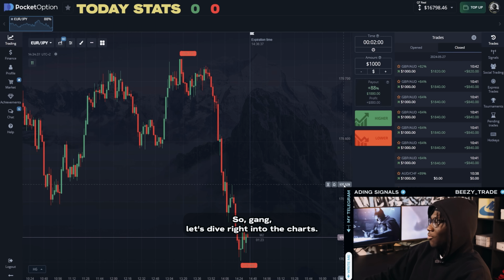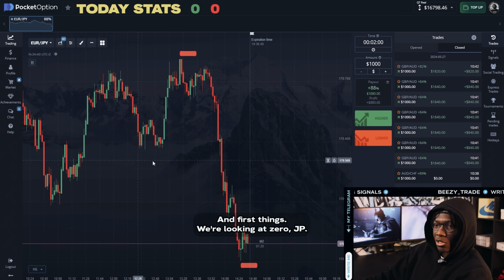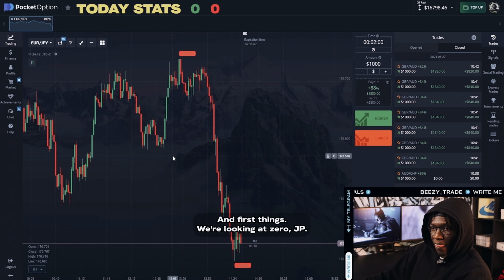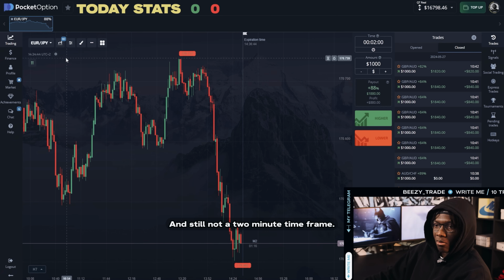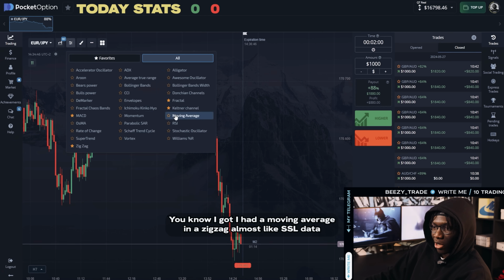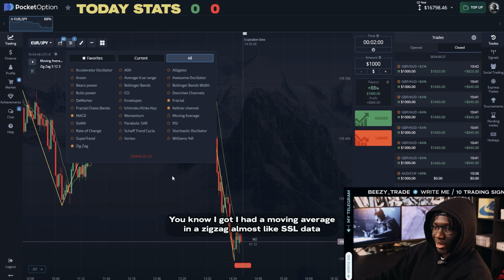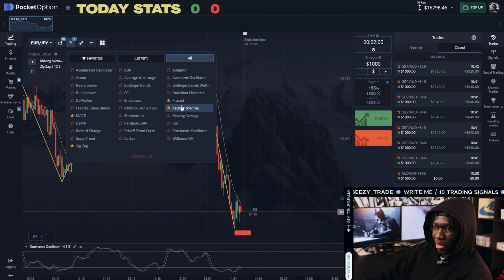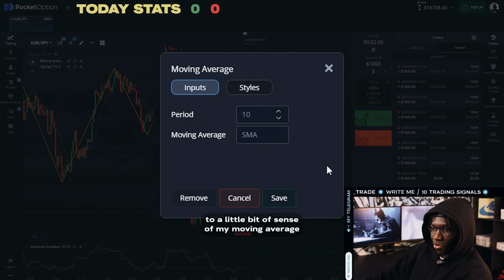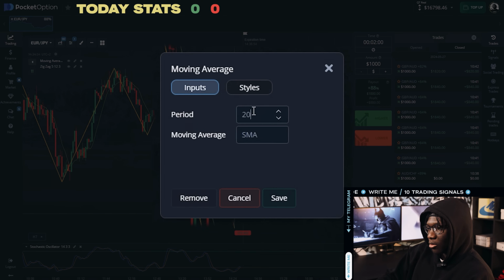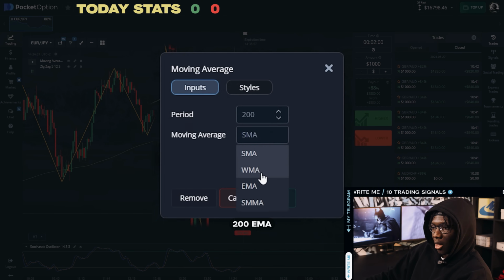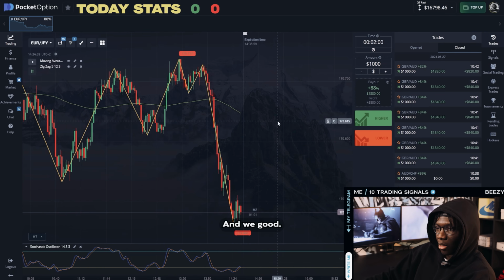So gang, let's dive right into the charts. The first thing we're looking at is USD/JPY, still on our 2-minute time frame. I'm gonna go ahead and add my indicators: the moving average, the zigzag, and my stochastic oscillator. A little bit of settings on my moving average, 200 EMA, and bam, we're good.